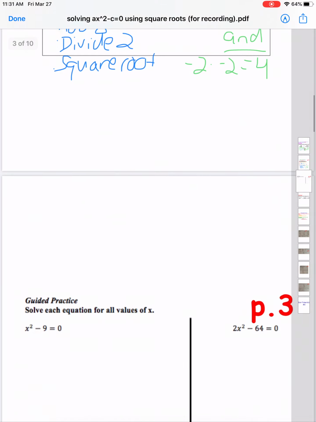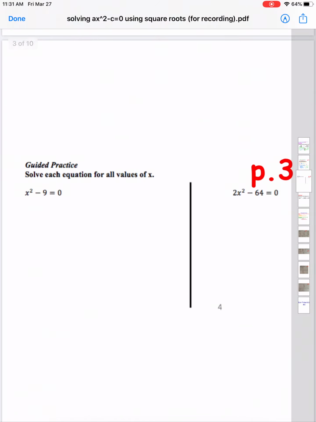So right now, I'd like you to take a look at these 2 problems on the bottom of page 3. I'd like you to solve both guided practice problems by yourself, and then come back to this video to check your answers.